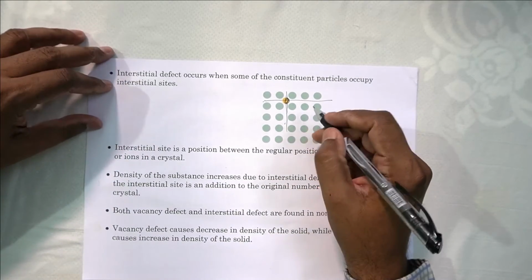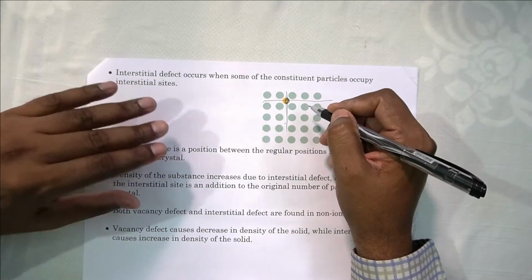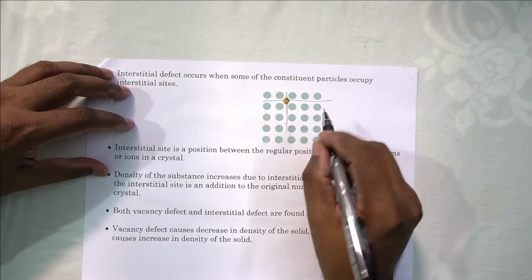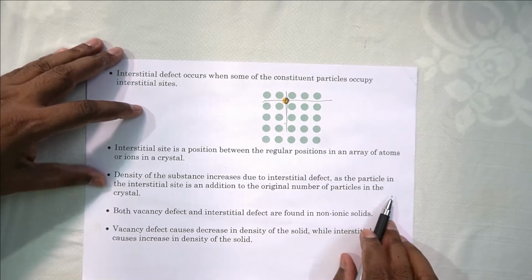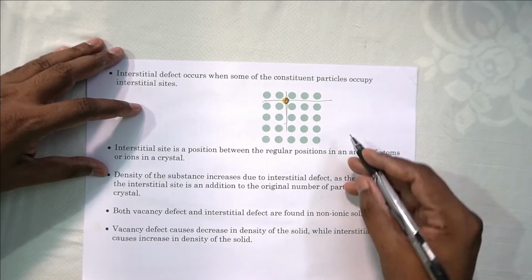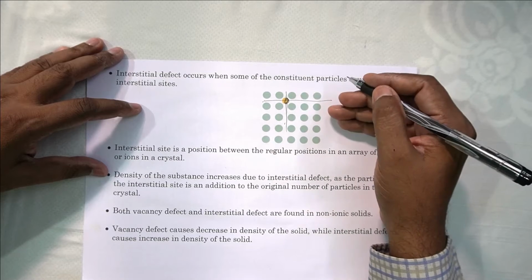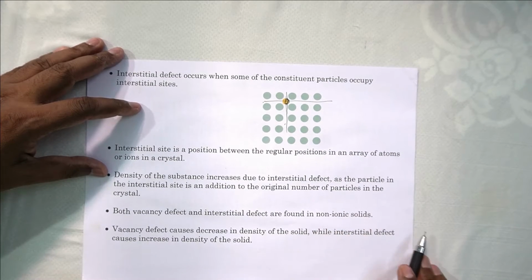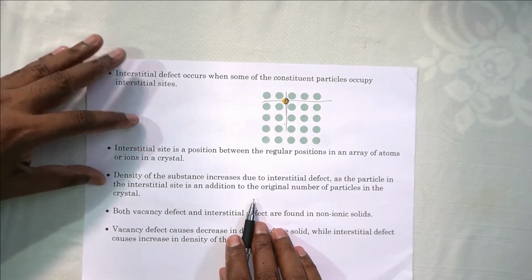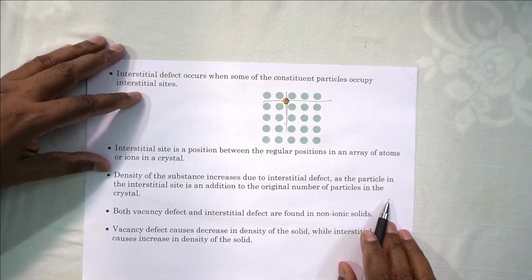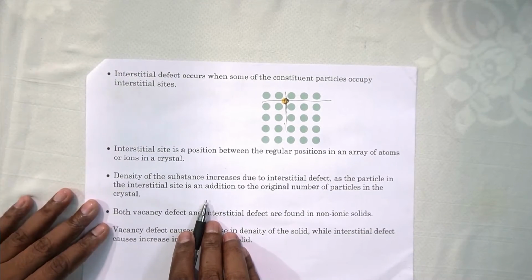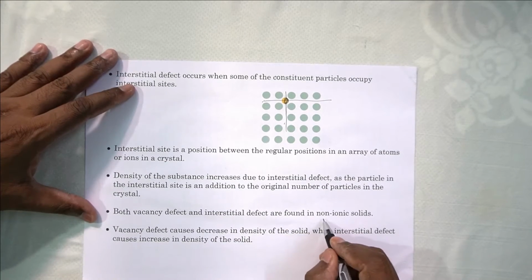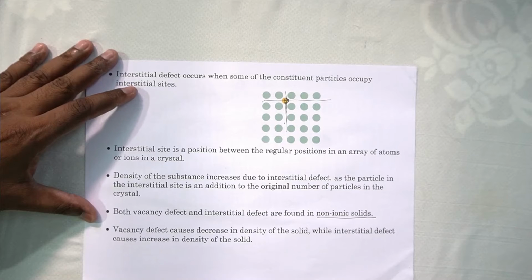So it is a new atom. It is actually a foreign atom, in other words an atom which does not belong to this crystal. It has come here from somewhere and it is there. It's an impurity. Now the density of the substance increases here. Why? Because one additional atom has come, the mass will increase. So mass upon volume is density, so the density also increases. The particle in the interstitial site is an addition to the original number of particles in the crystal. So the density increases.